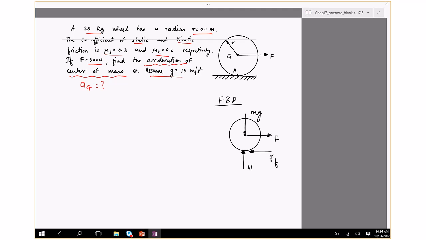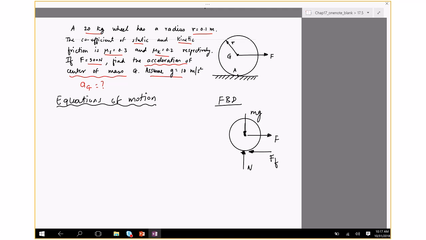Okay, so let's set up the equations of motion. Okay, and so there's a very, very specific way of solving this problem, and you have to use this particular method. First of all, we are not sure if that disk is rolling or it's sliding. We do not know that.